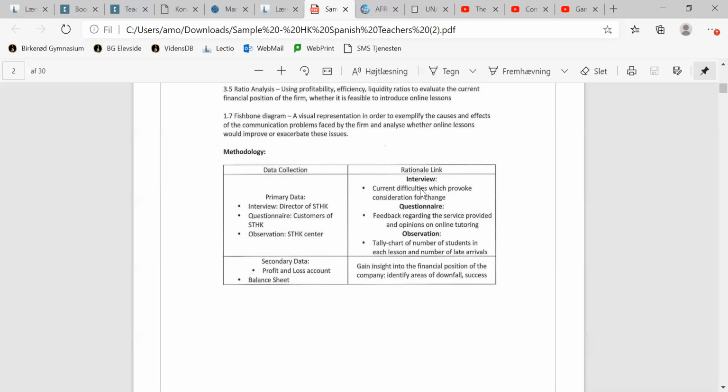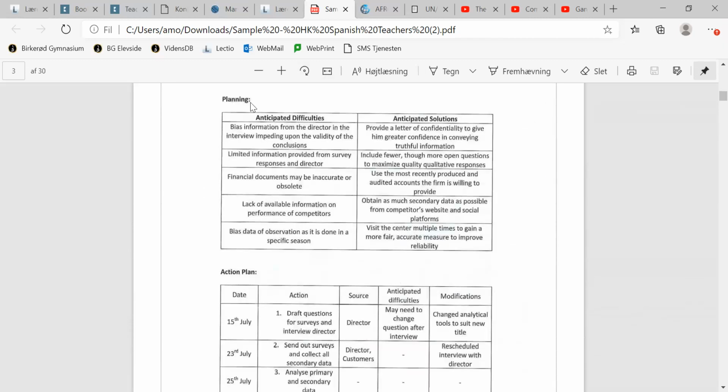He basically just says what the point of the interview is. So your example could be an interview with the CEO just to understand the CEO's perspective on this change and so on. And the questionnaire to get feedback from customers. For observation, just say what you're going to do. I'm going to visit the company for a day, or I'm going to visit the company for a few hours and so on. And then just a very general statement on the rationale link.